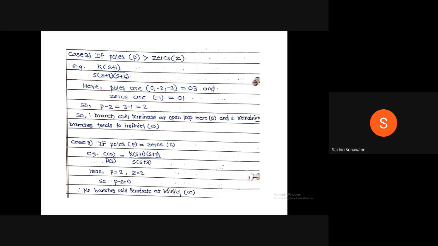Case 3: if the number of poles P is equal to the number of zeros Z. Consider the equation C(s)/R(s) is equal to K into bracket s plus 1 into s plus 2 divided by s into bracket s plus 3. Here P is equal to 2 and Z is equal to 2. Therefore, P minus Z is equal to 0. Therefore, no branches will terminate at infinity.